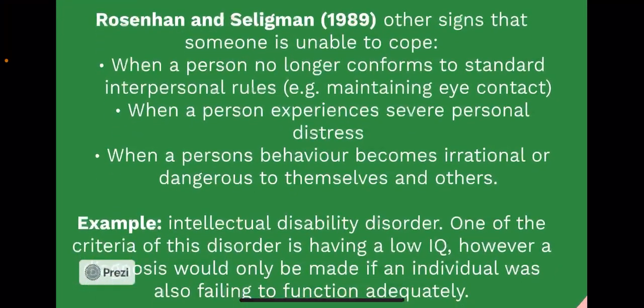In addition to that, Rosenhan and Seligman in 1989 came up with some other signs that someone is unable to cope. When a person no longer conforms to standard interpersonal rules, so when they struggle to maintain eye contact, for example, when a person experiences severe personal distress, when a person's behaviour becomes irrational or dangerous to themselves and others.